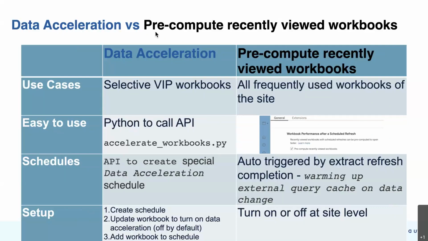And on the other side, the pre-computing recently viewed workbook feature is much more straightforward, simpler. Basically, it is turned on for the whole site, and it just warms up automatically after each extract for those more frequently used dashboards. That's it. Very simple. I strongly recommend everyone should leave it on.